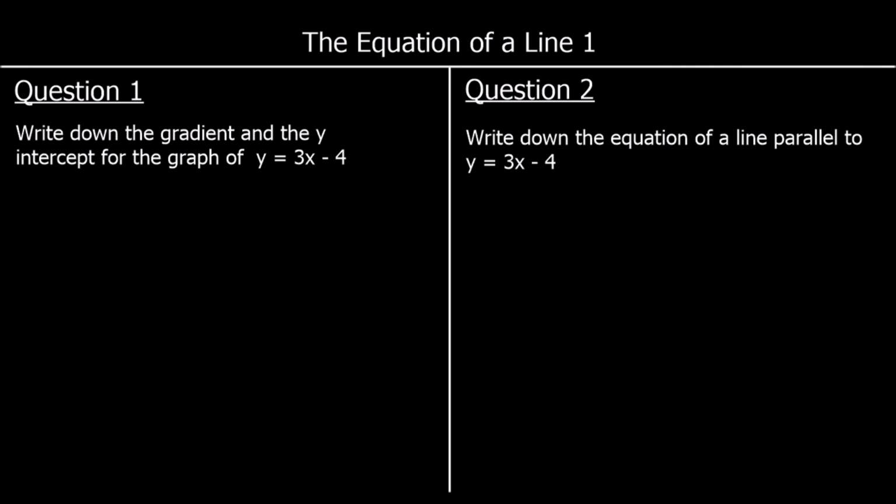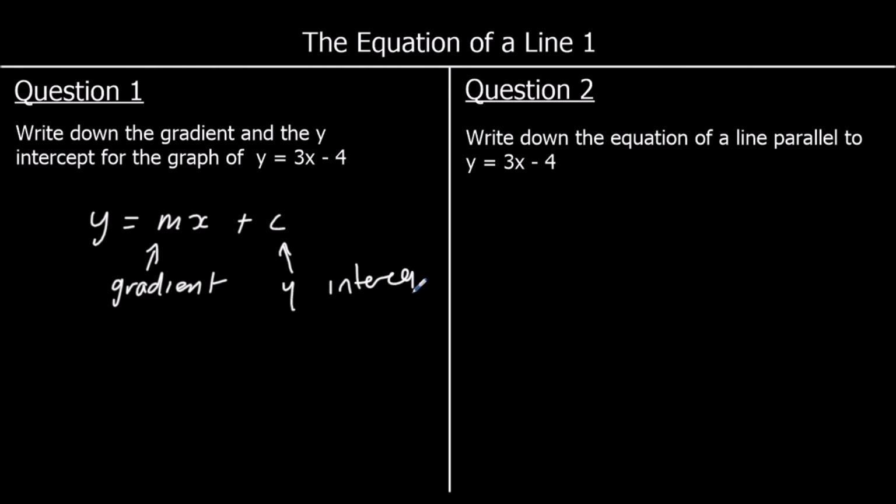Question 1 says write down the gradient and the y-intercept of the graph of y equals 3x minus 4. So the equation of a line is in the form y equals mx plus c, where m is the gradient and c is the y-intercept. So we can just look at this and say the gradient is 3, and the y-intercept c is negative 4.